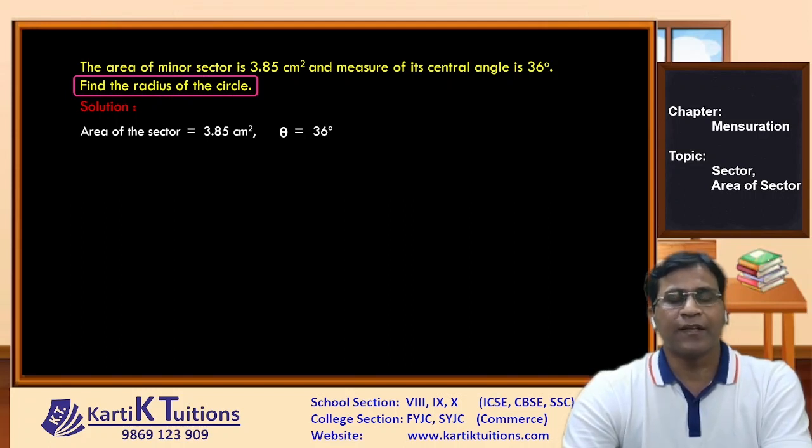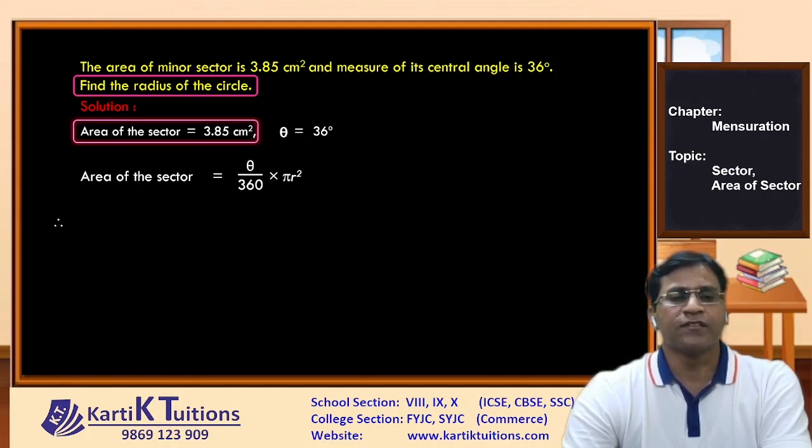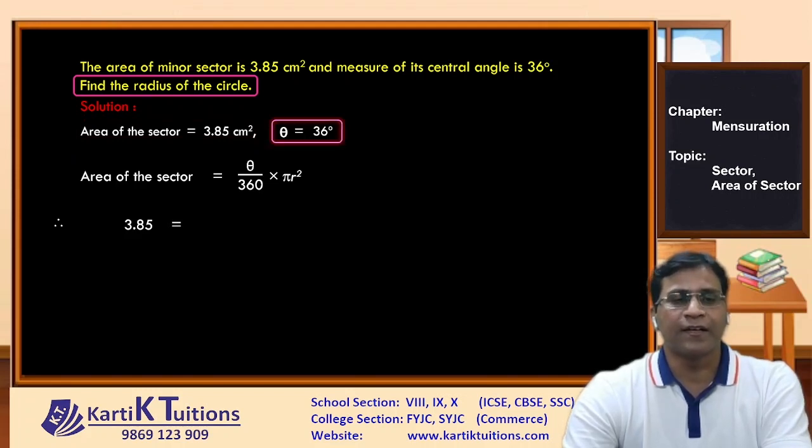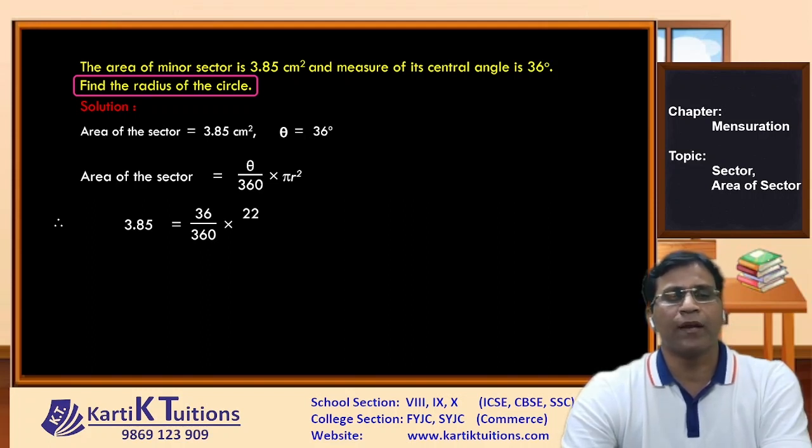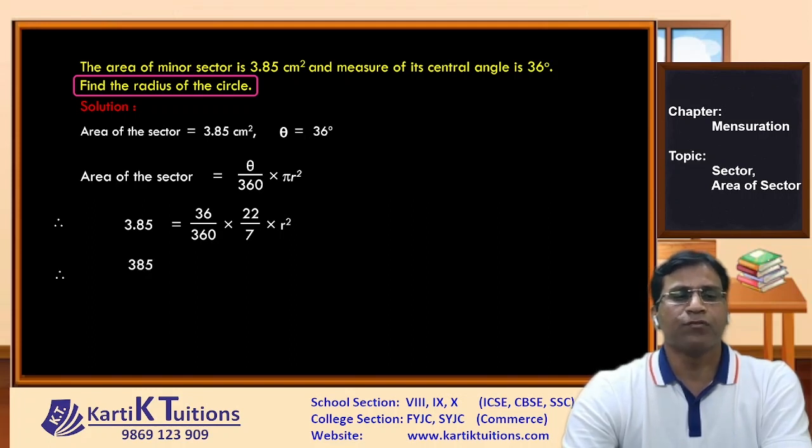Now to get the radius, that is r, first we need to take the help of an area of sector. What is area of sector? Now what is the formula to find the area of sector? Theta upon 360 into pi r square. Now here we know the area of sector is 3.85 is equals to theta, it is 36, so 36 upon 360 into pi. Now this time pi is not given, we can take it as 22 upon 7 into r square. Do you all agree? Then next this will become 385 upon 100 is equals to 36 upon 360 into 22 upon 7 into r square.